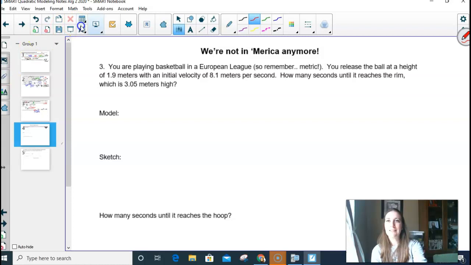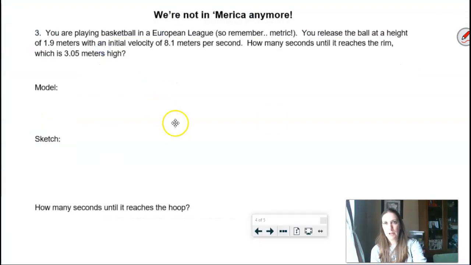All right, so finally, a non-America problem. We're playing basketball in a European league, so we are measuring in metric now. The basketball is being released at a height of 1.9 meters. So this guy right here, I don't know why I crossed that off. This is your initial height.